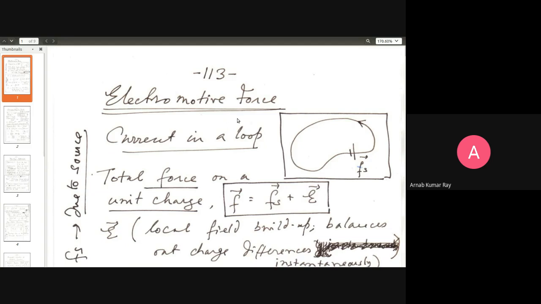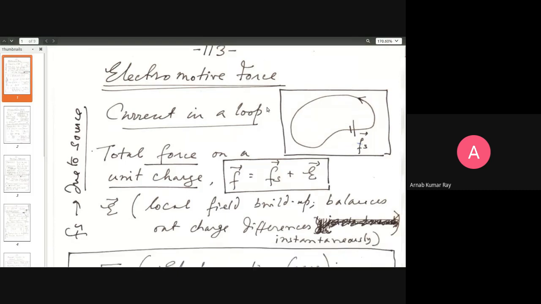In order to do so, we shall first try to understand the concept of electromotive force. And here there's a serious historical anomaly. Electromotive force is not a force at all. How not? We shall discuss that soon enough. For the time being, let us just discuss a current in a loop.